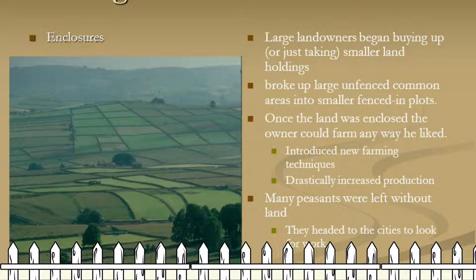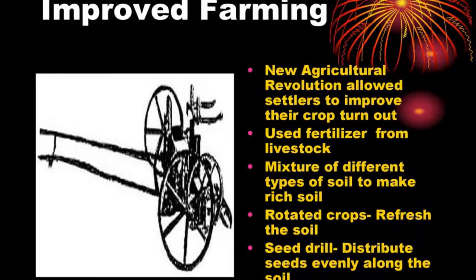Improved farming. The new agricultural revolution allowed settlers to improve their crop turnout, use fertilizer from livestock, mixture of different types of soil to make rich soil. Rotated crops refreshed the soil, and the seed drill distributed seed evenly along the soil.